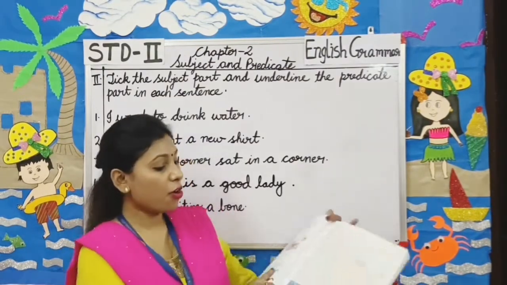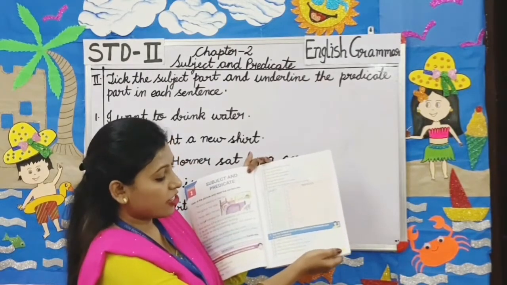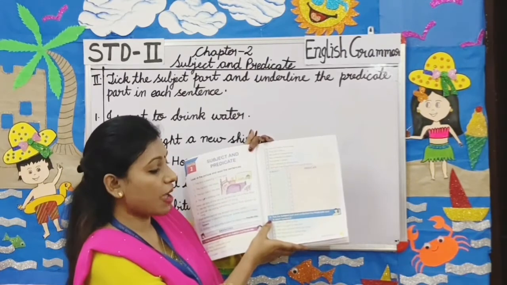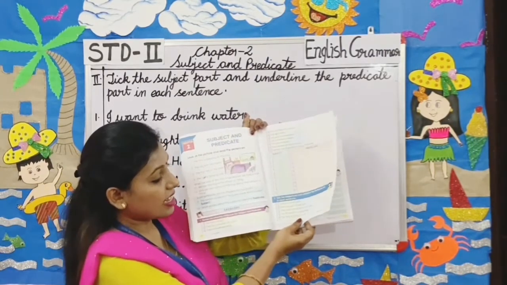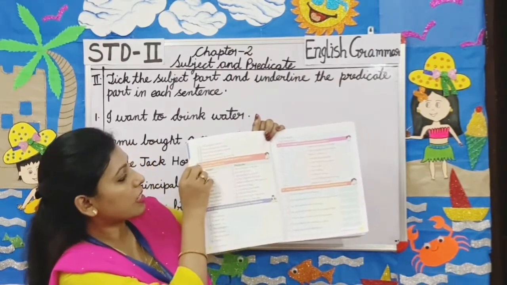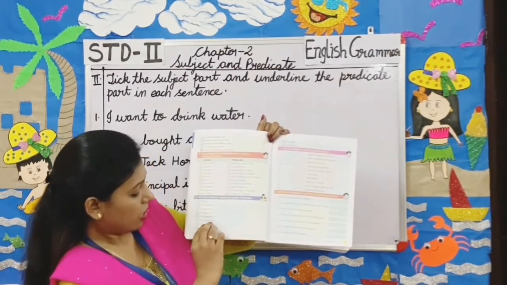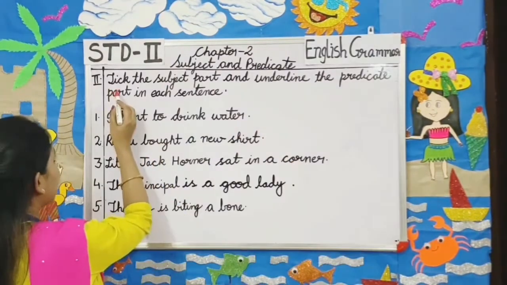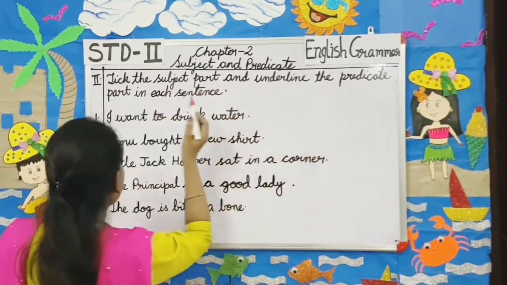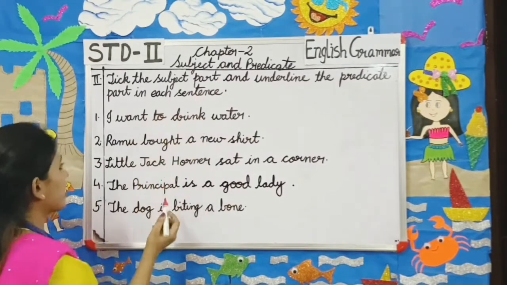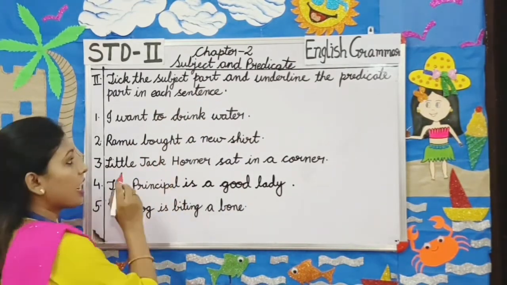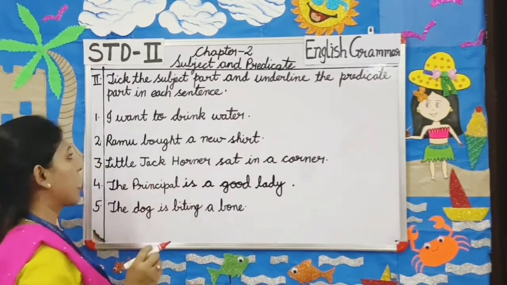Children, now turn your page to page 11. We'll go to the next exercise. That is exercise number 2. This exercise is on both the pages 11 and 12. From question number 6 to 10 is on the 12th page. Tick the subject part and underline the predicate part in each sentence. Here we have to put a tick on the subject part and underline the predicate part.